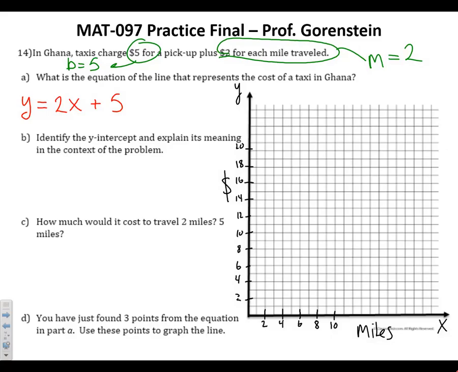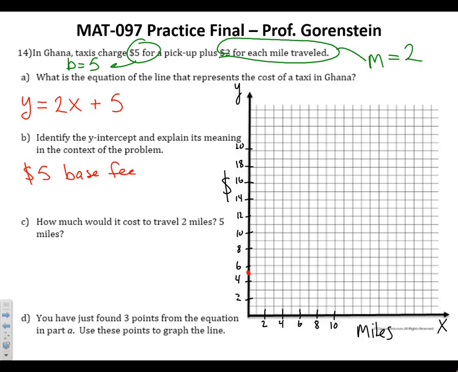Now, identify the y-intercept. Well, the y-intercept is 5, and this is what I was just talking about. It's $5 to get in the cab before you travel any distance. So in the context of this problem, we could say it's a $5 base fee on top of the mileage charge.